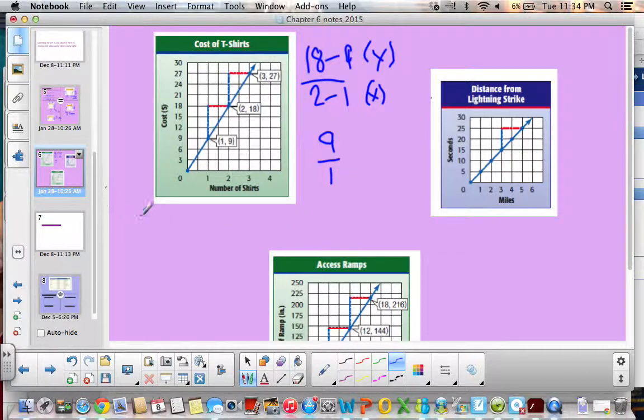So I'm going to put my answer right over here. So it tells us that because our x was number of shirts and our y was the cost of each shirt, it's $9 per shirt.